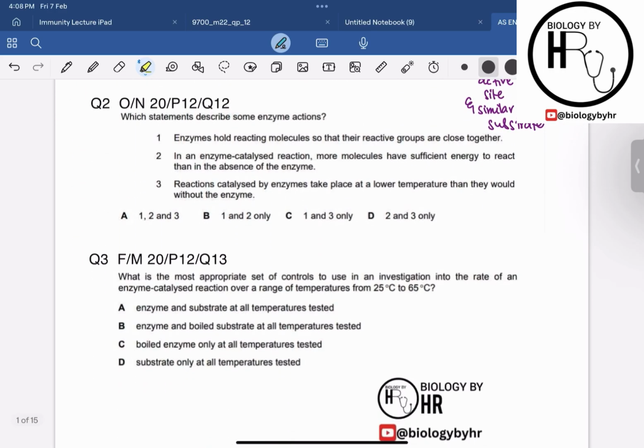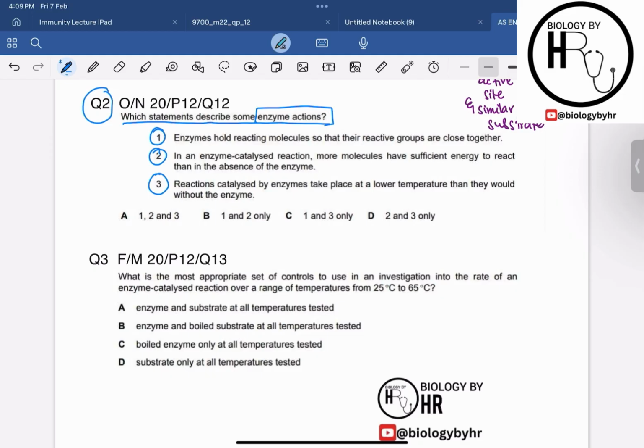Now let's have a look at question number 2 over here. Question 2 is from October November 2020 paper 1-2, question 12. It says, which statement describes some enzyme actions? They have given us three statements and they are asking which statement describes the enzyme actions. We have to choose the correct statements from these three statements, which are basically describing the action of the enzyme.